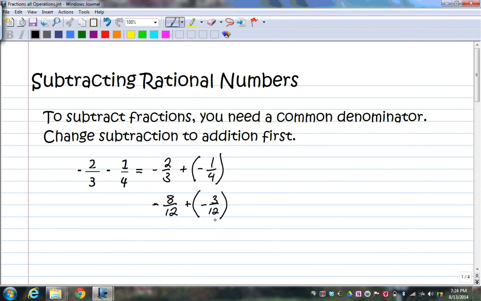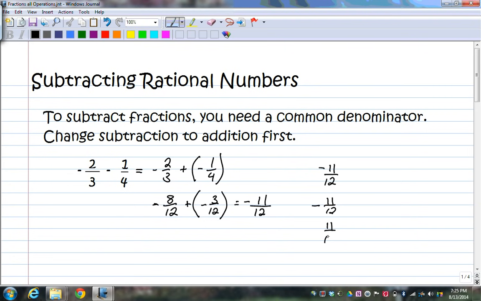Now that I have a common denominator, I could look at the numerators, and I have a negative 8 plus a negative 3. The signs are the same, so I'll add the numbers. 8 and 3 is 11, and I'll keep the sign. Negative. Now, when you do this, you could write this like this. Negative 11 over 12. You could write 11 over 12 with a negative in the middle.